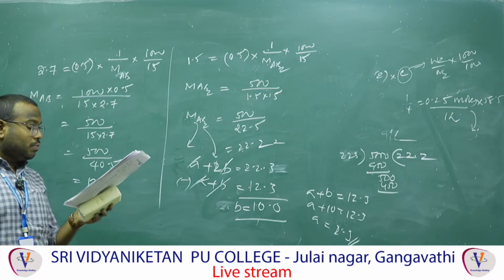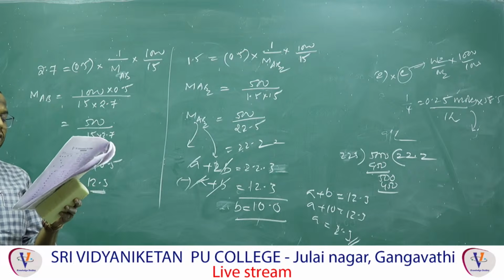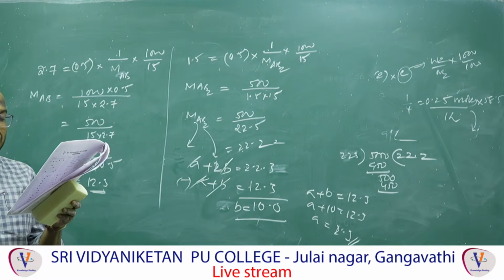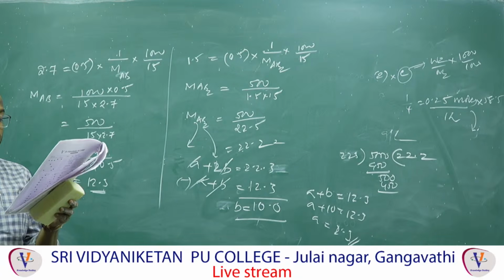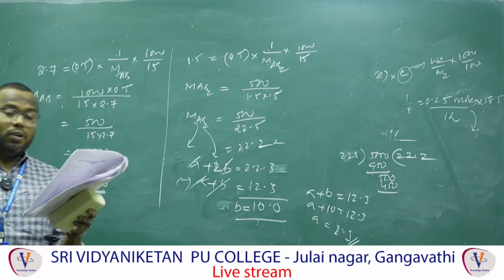Let's go to 71st question. The plot of ln k versus 1 by T for the following gives a straight line with a slope equal to minus 3.3 into 10 power minus 5 Kelvin. Activation energy for the reaction will be.